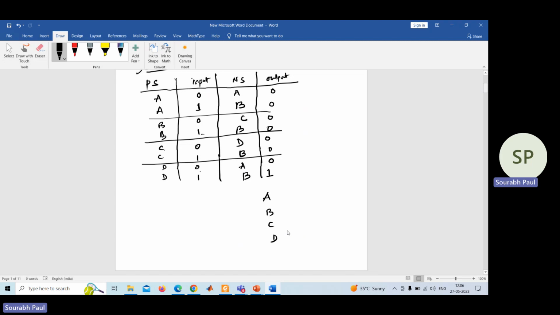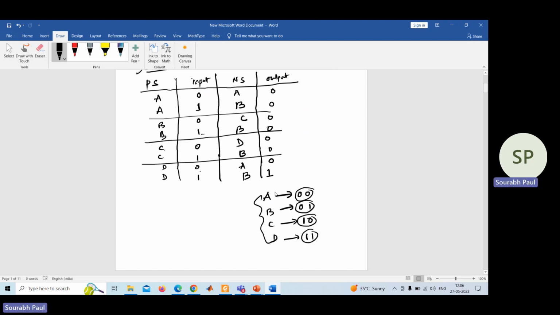So if you have 4 states, how many bits are required to represent each of the states? It is nothing but 2 bits. So A will be represented by 0 0, B is represented by 0 1, C is represented by 1 0, D is represented by 1 1. As you have 4 states, you need to consider 2 bits for each state.